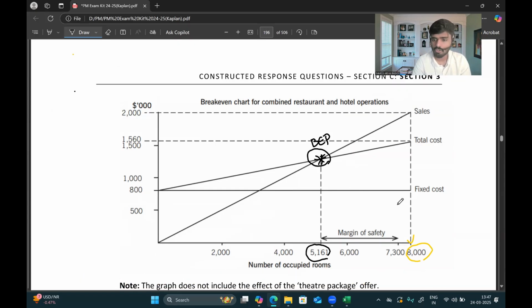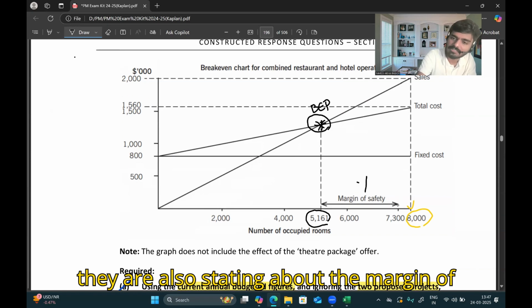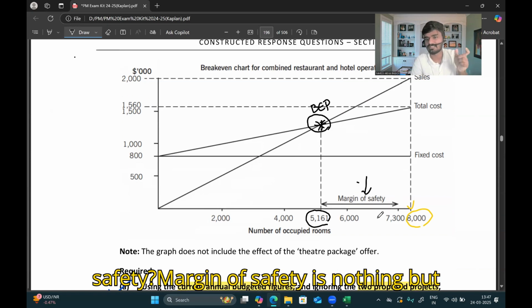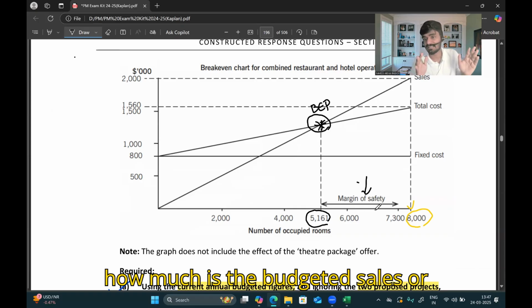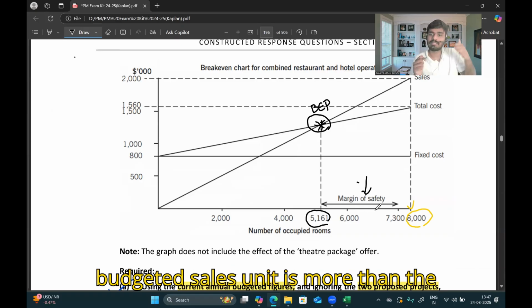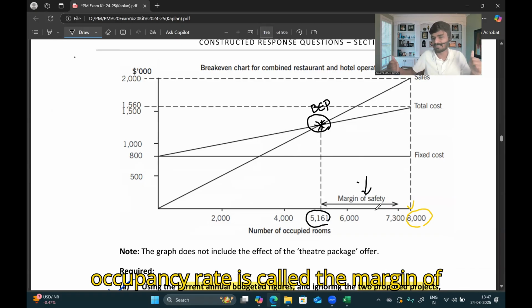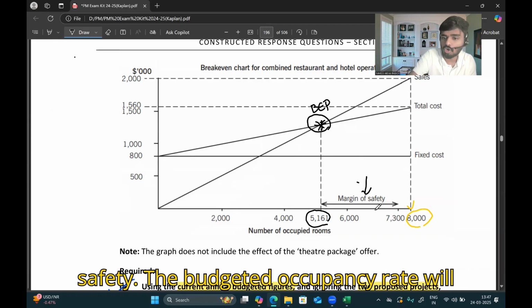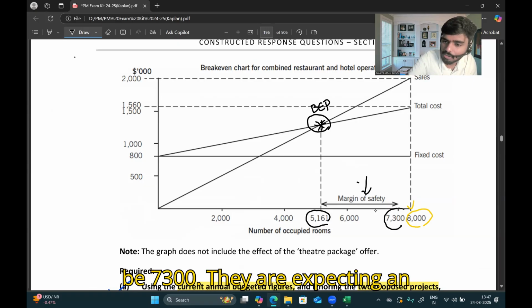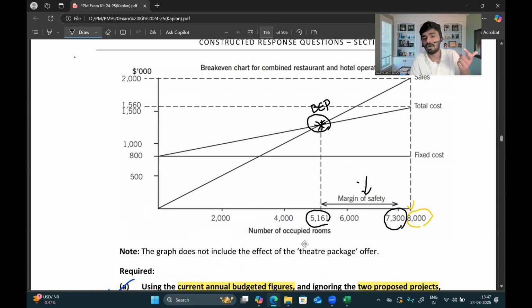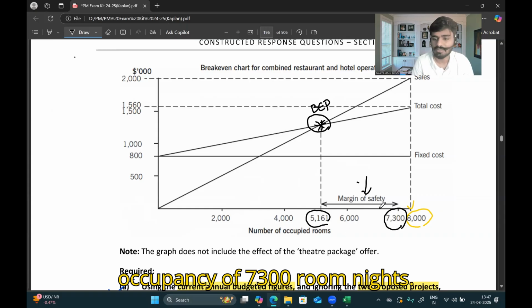Okay. So they're also stating about the margin of safety. What do you mean by margin of safety? Margin of safety is nothing but how much the budgeted sales or budgeted sales units are more than the break-even point. So the difference between break-even point and the budgeted occupancy rate is called the margin of safety. So the budgeted occupancy will be 7,300. Okay, they are expecting an occupancy of 7,300 room nights.